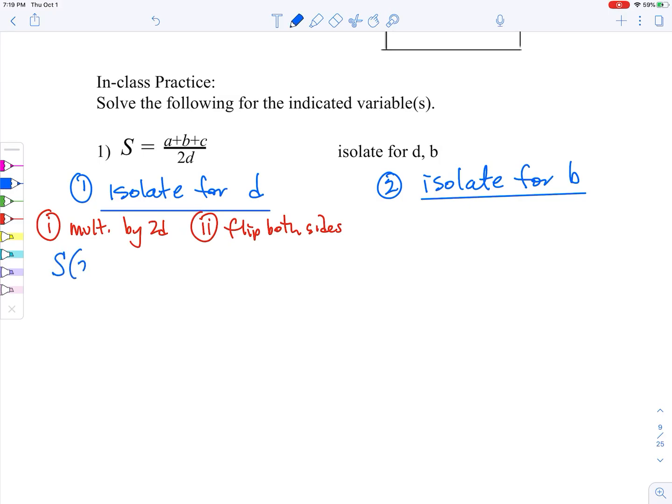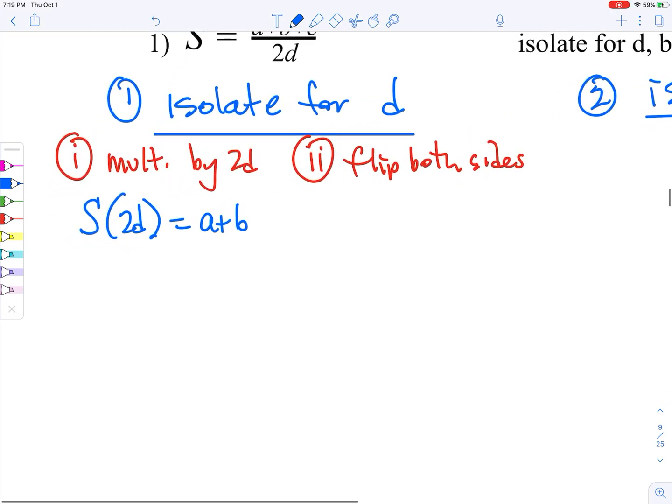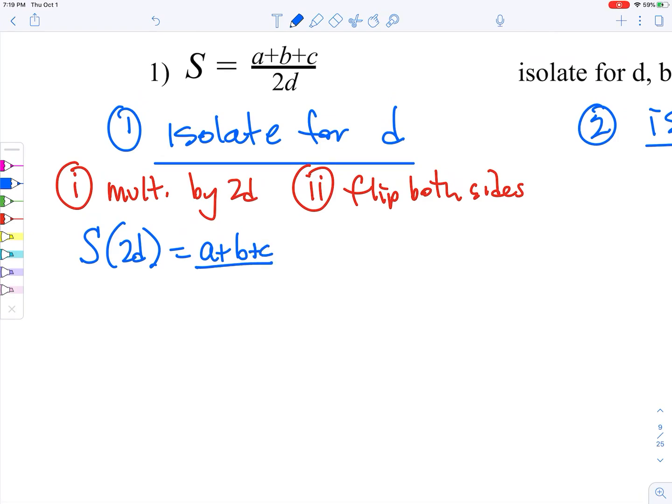So if we multiply both sides by 2D, watch what happens. I get S times 2D equals A plus B plus C all over 2D, and then this whole thing is multiplied by 2D. As we learned in the last lesson, when we have the same thing up top and down below, we can cancel them. So cancel, cancel. On the left side I'd be left with 2SD equals, and on the right side I'm just left with A plus B plus C.